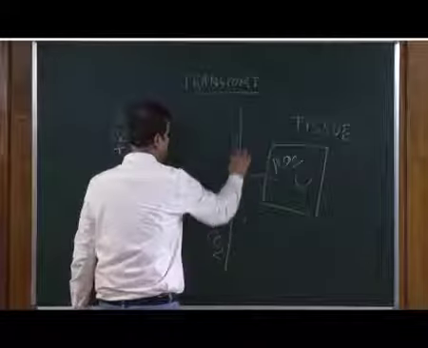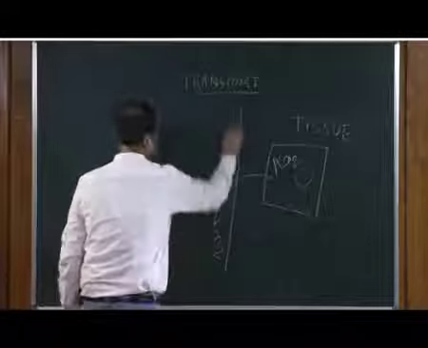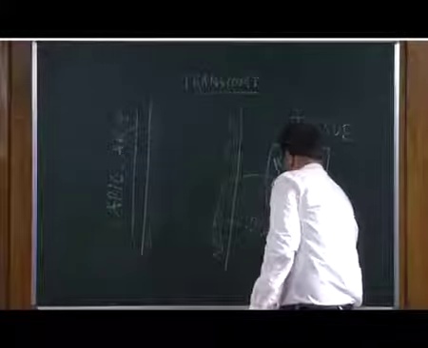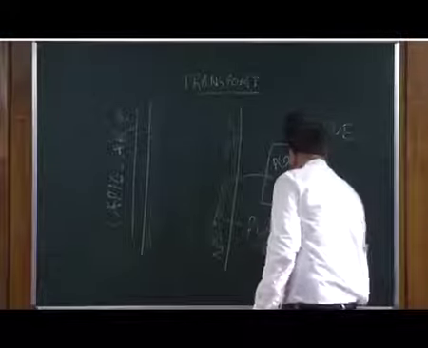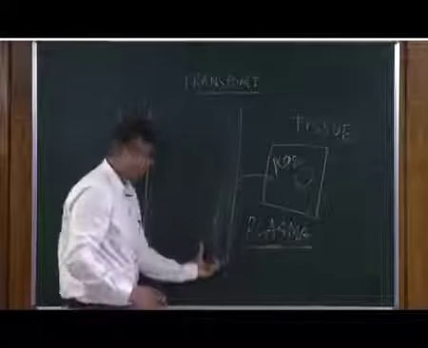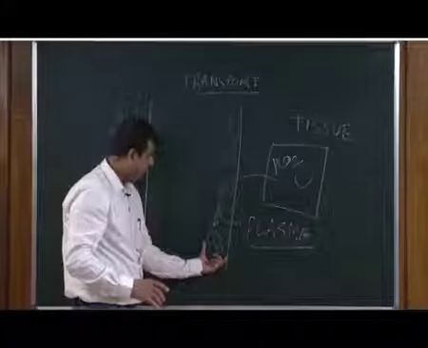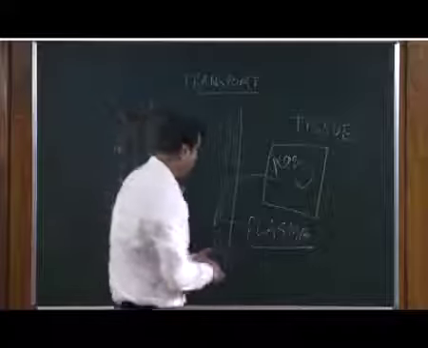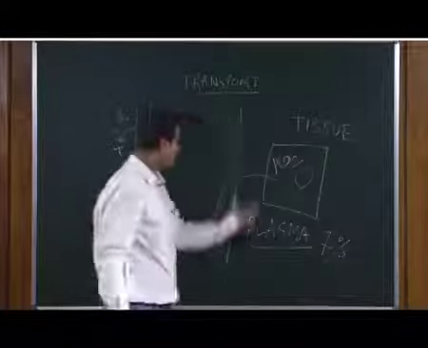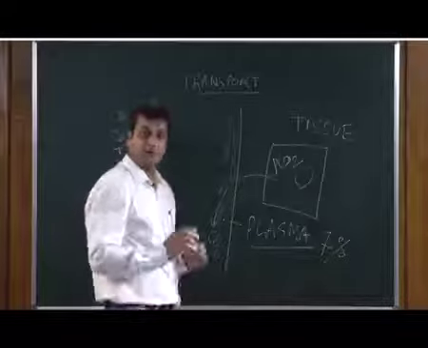So, this we can call the plasma. So, we have this fluid in the form of plasma. So, the plasma is the one which is carrying the CO2, and this is approximately about 7% of the total volume of CO2 transportation. So, plasma comprising only of 7% of the total volume.